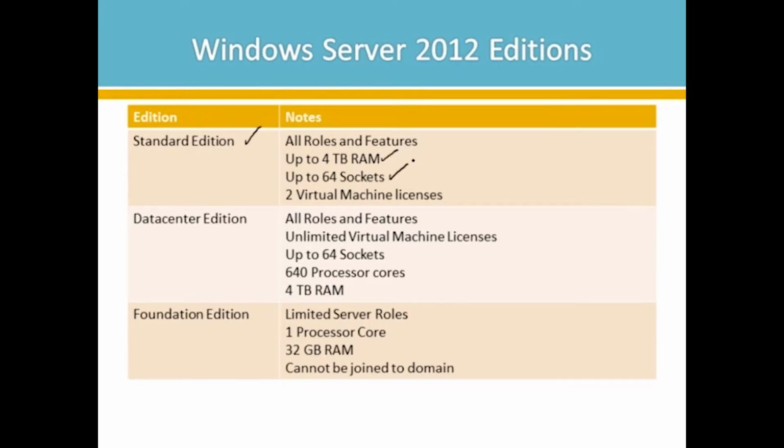I can have up to 64 sockets. And with Standard Edition, if you install the Hyper-V role, assuming your hardware is Hyper-V ready, and most new hardware is, you can use that same license that you installed the server with to create 2 more servers in the Hyper-V console as virtual machines. So essentially, you can buy 1 server and get 3.